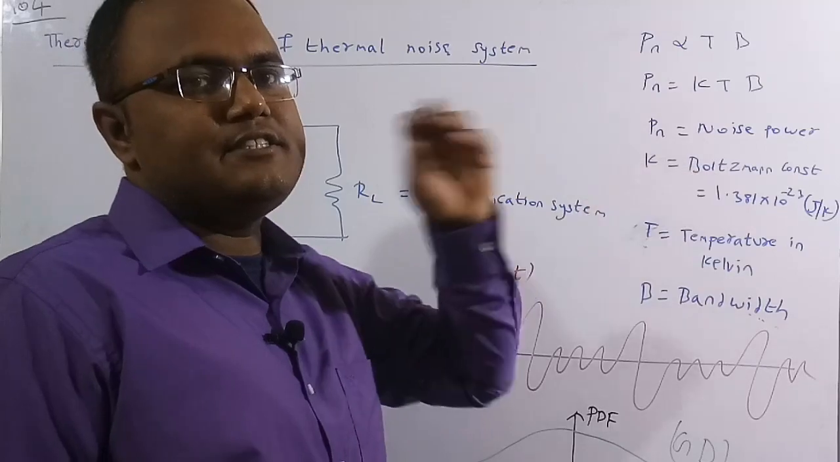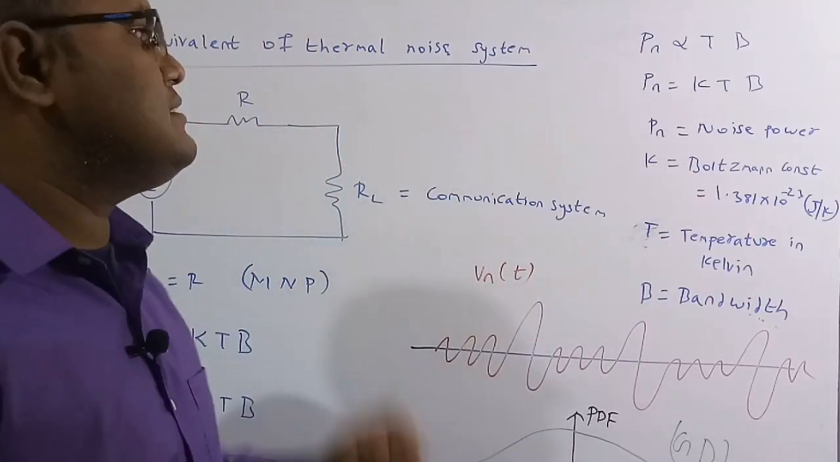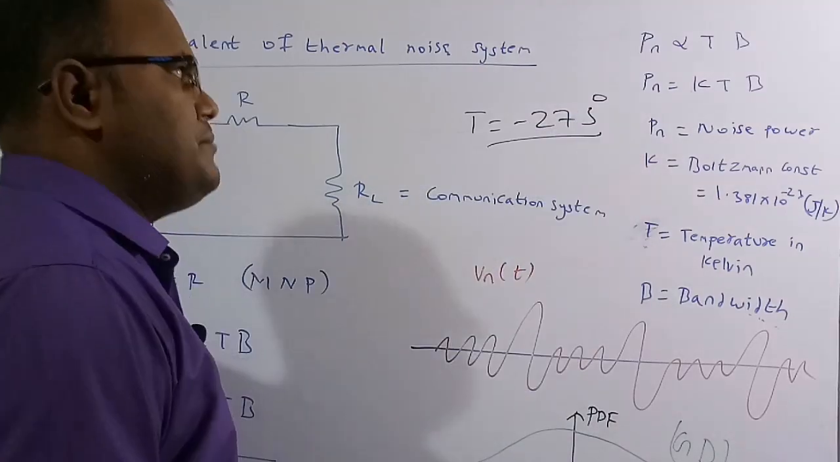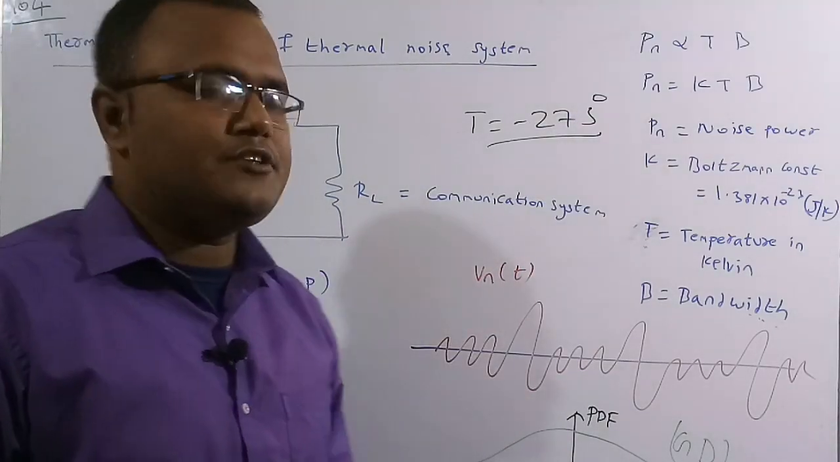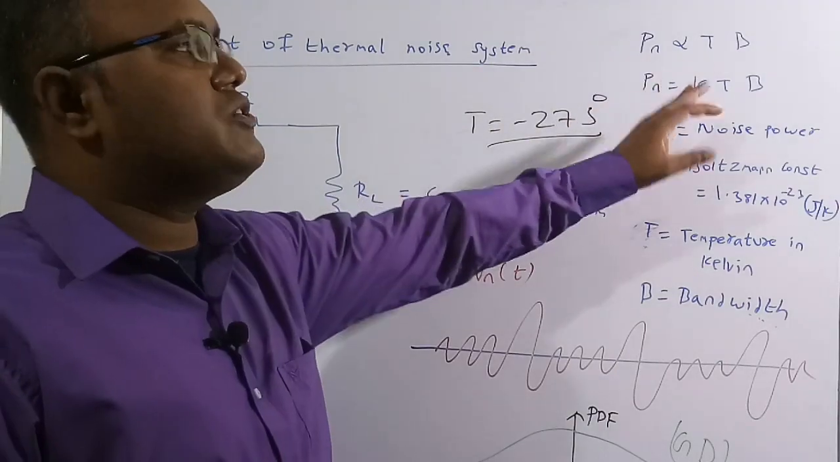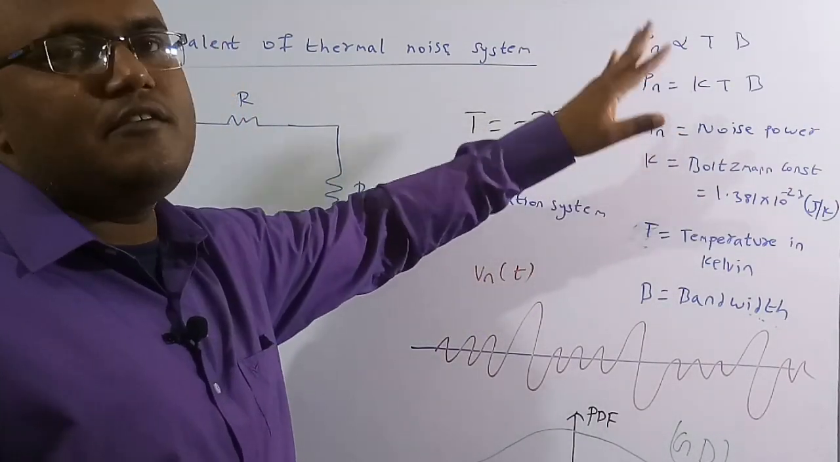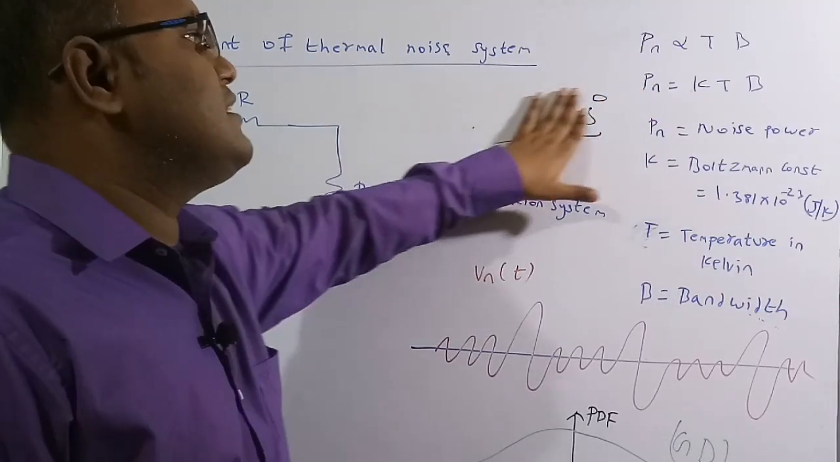Whenever there is 0 Kelvin, that means the temperature is equal to -273 degrees. So at a temperature of -273 degrees, or 0 Kelvin, the noise power is equal to absolute zero. So at this particular temperature, the noise power is always equal to 0. So it is a general thing here.